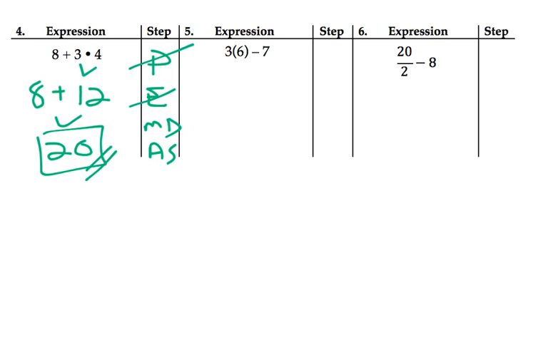For number 5, this one also has multiplication and subtraction. You just can't really see it. And you have to remember that when you have a number touching the parentheses, there's basically an invisible multiplication symbol that you just have to know is there. So we're going to start with 3 times 6, which is 18. Bring down the minus 7, and that gives us 11.